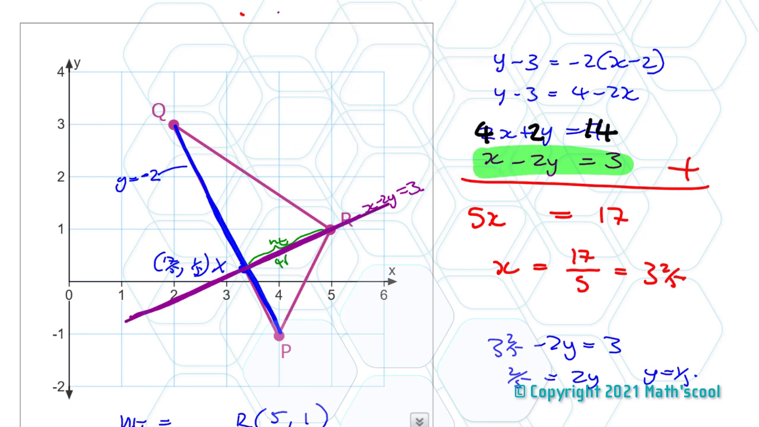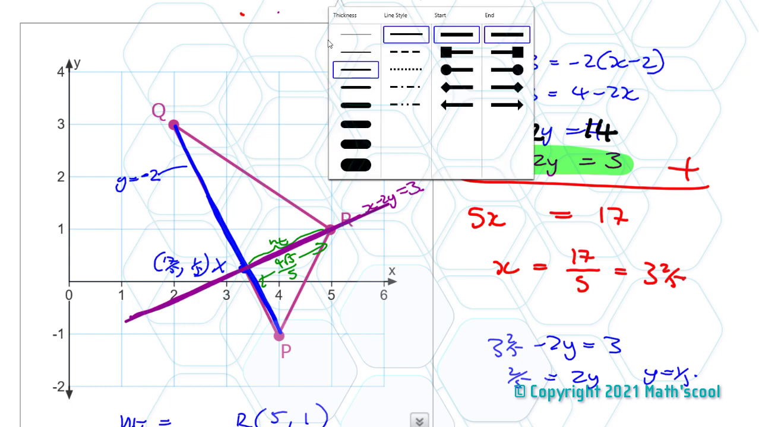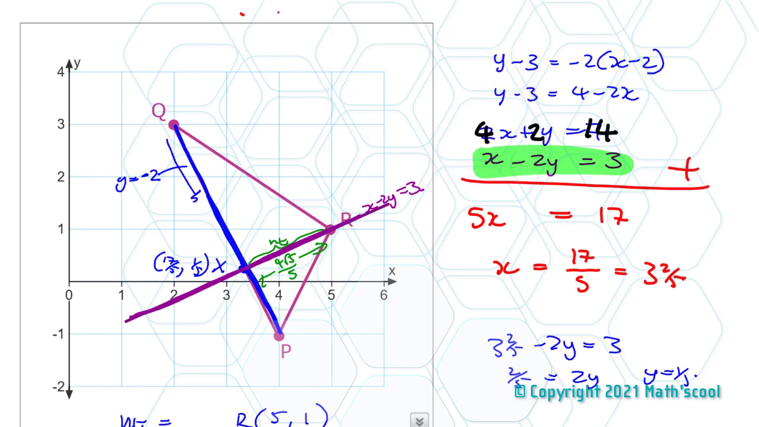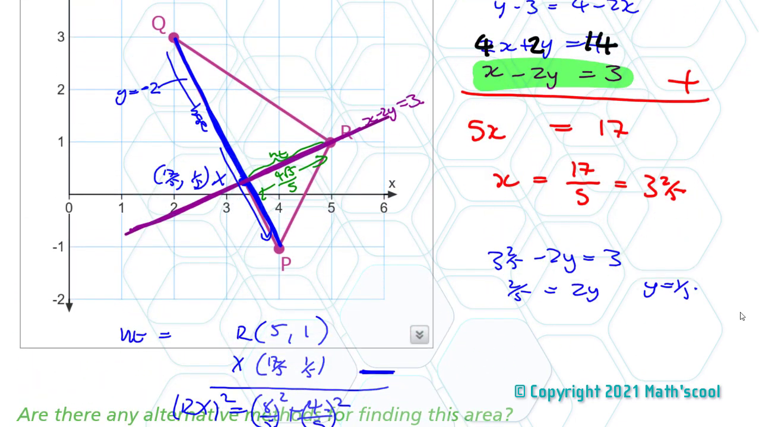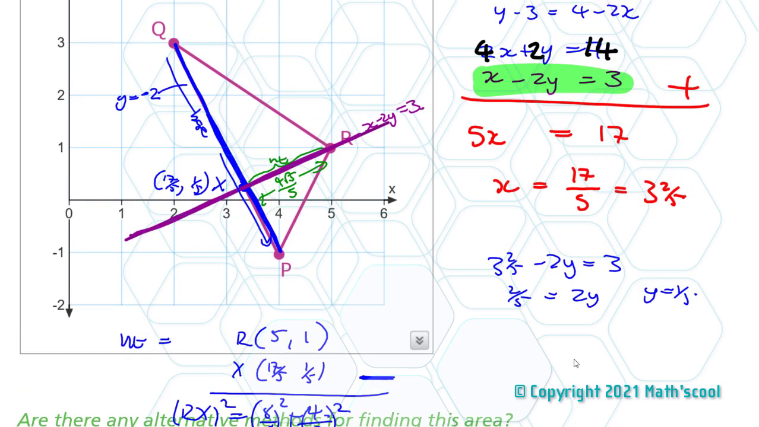So 4√5/5 is that length there. But this is going to be our base. Over here is going to be our base. This is going to be our base. So I need to work out that length as well. Okay. So the base is going to be from Q to P. So let's work out that.